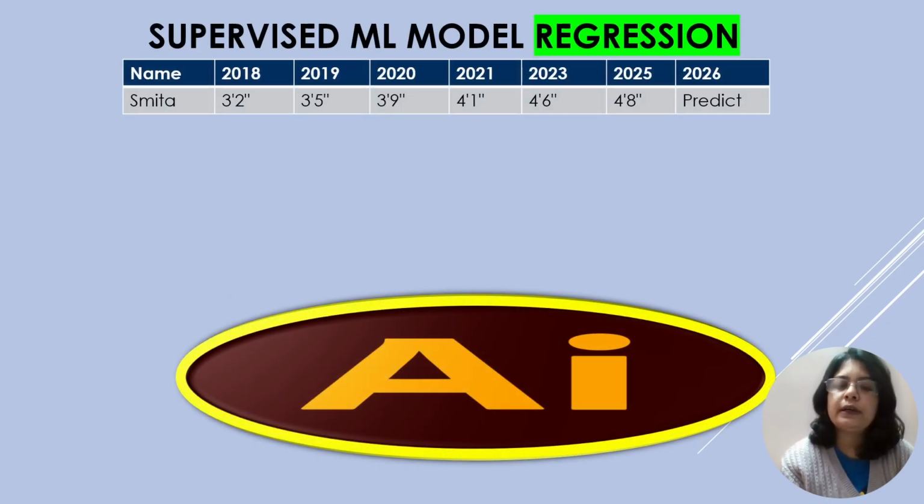That was all with the classification model of supervised learning. Next is the regression model. The regression model uses continuous data. For example, here we see there's a girl called Smita, and this model has to predict what Smita's height will be in 2026. In 2018 it was somewhere around 3.2, in 2019 maybe 3.5, and these are the different data. So we are feeding the model all the previous historical data of a particular person.